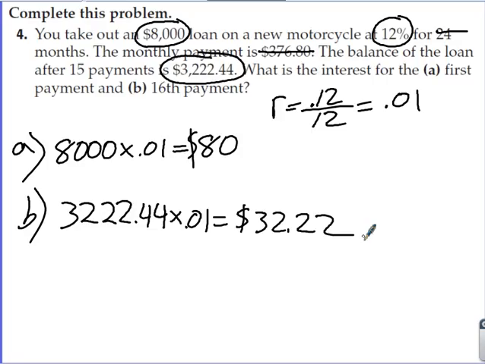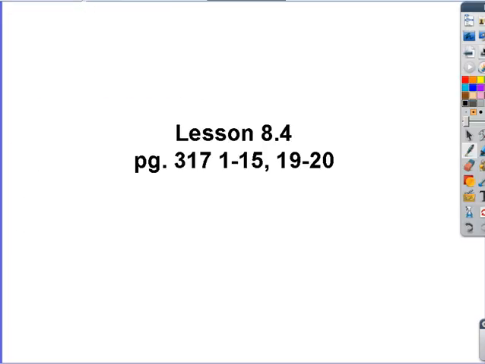Okay? Now, here's your assignment. Lesson 8.4, page 317, 1 through 15, and 19 through 20. On problems 5 through 6, all you have to do is determine the missing amounts in the following table. Okay, I know it's set up a little different, but it's exactly what we've been doing. Read the tops of the columns. You all should be able to figure out what we're looking for. Okay, go ahead, let's get started. Let's go.